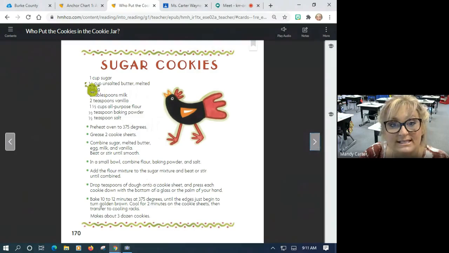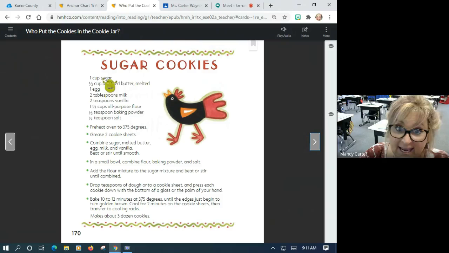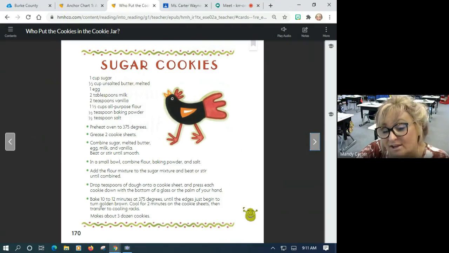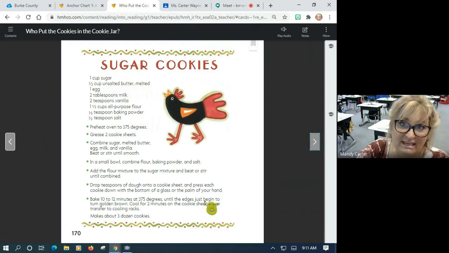And boys and girls, look, this gives you a recipe for all the things you would need to make sugar cookies. You need sugar, you need some butter, you need an egg, you need some milk and vanilla and some flour and baking powder, all kinds of ingredients. And that just lets you know that there's a lot that goes into just every little thing that we eat. And a lot of good community helpers and a lot of good people work together to give us that final product.